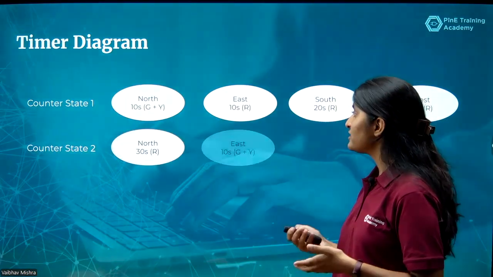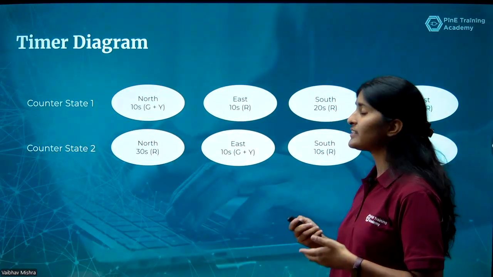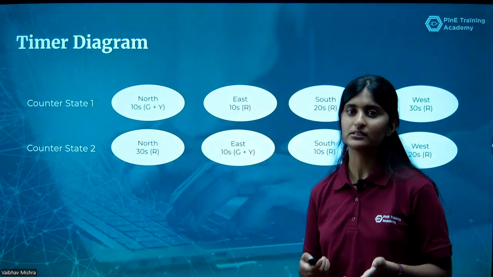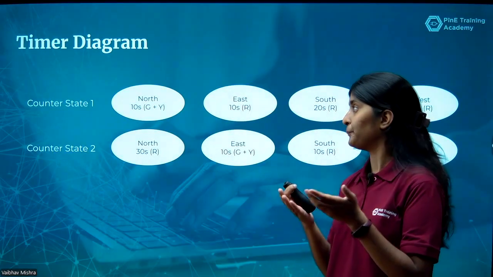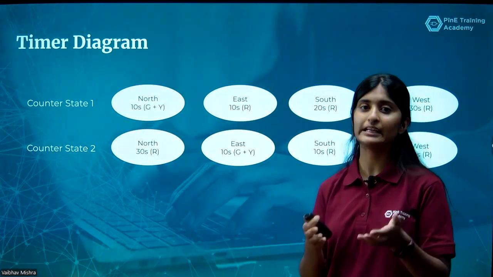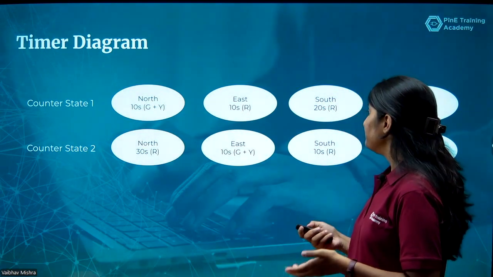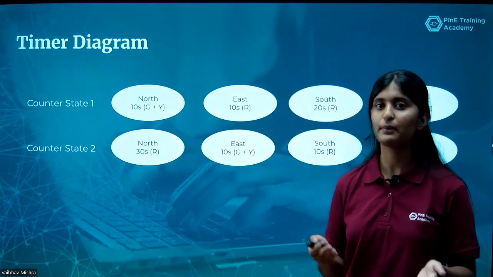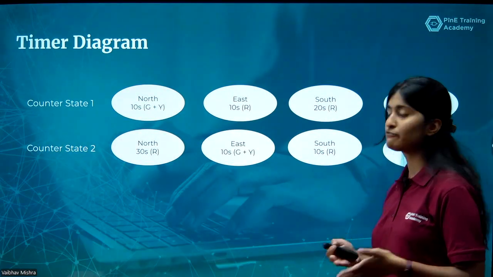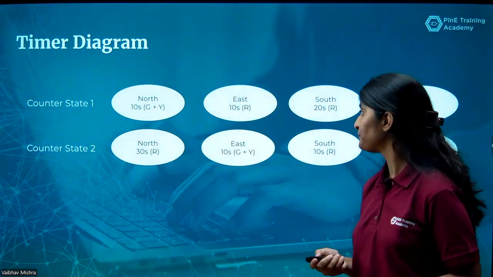Then our FSM enters counter state 2, where north is red for 30 seconds. That means after one cycle of this FSM, north will be green plus yellow again after 30 seconds. Then the east is green plus yellow for 10 seconds. Depending on that, the south is red for 10 seconds and the west is red for 20 seconds.